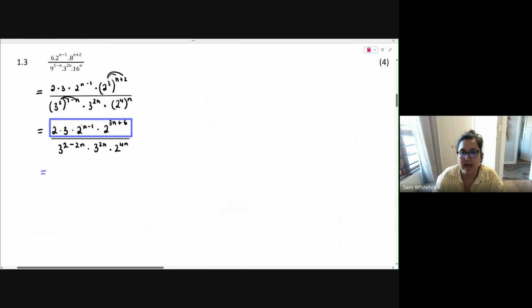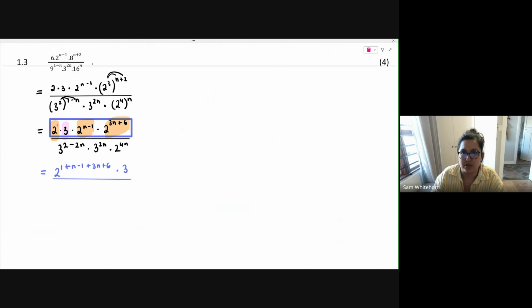So in my numerator, I'm going to look out for my common bases. So 2, 2, 2. Those all have the same base. And because in my numerator I'm multiplying, I'm going to add all of those exponents together. This first 2 has an exponent of 1. And so what we have here is 2 to the power 1 plus the n minus 1 of the second 2 factor plus the 3n plus 6. And I still have that times 3 there. So that's my numerator sorted.